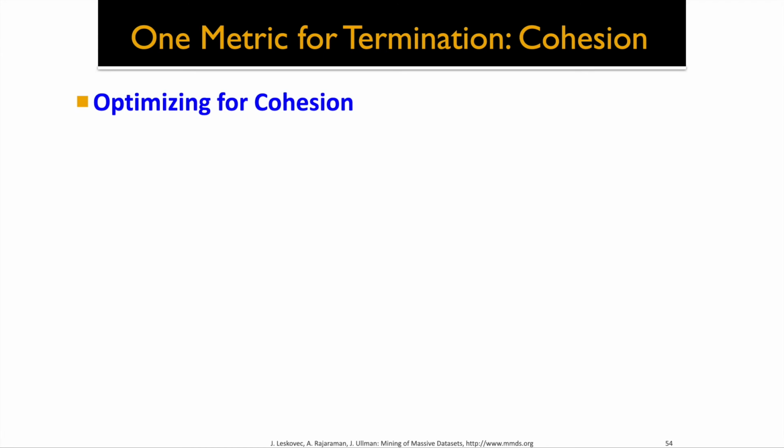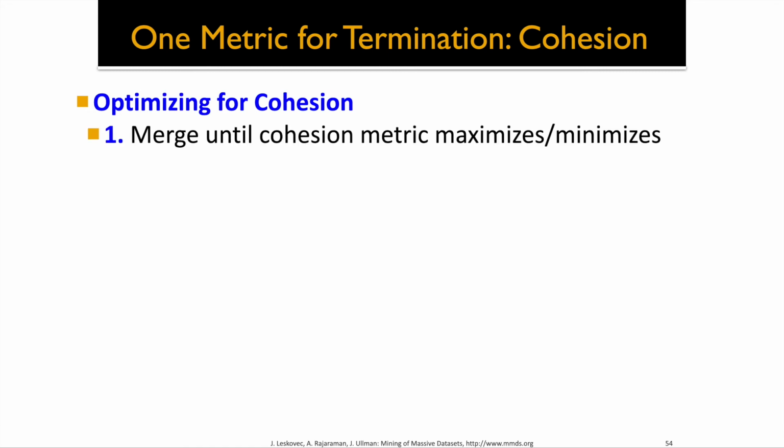So modularity works well as a metric to evaluate quality for clusterings in the graph case, but here let's talk about a more general sort of evaluation or metric for termination called cohesion. When we talk about cohesion, which can have a number of different interpretations, which we'll talk about in a minute, there are two general ways you may optimize for cohesion.